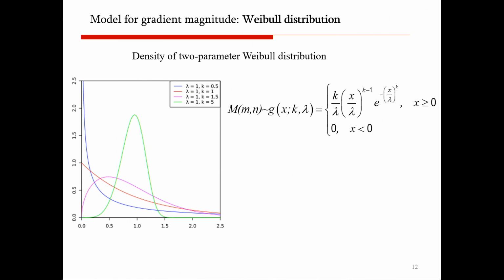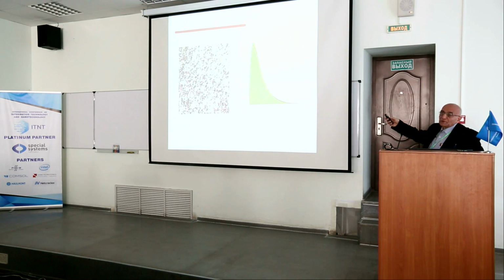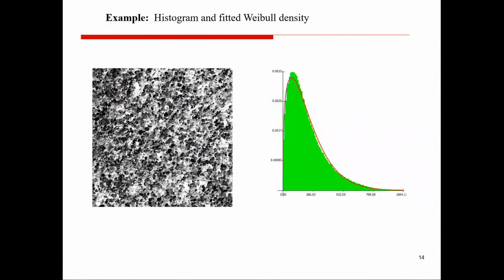Вот выражение плотности распределения Вейбулла. Оно двухпараметрическое, есть и трехпараметрическое распределение Вейбулла, но мы используем двухпараметрическое. Лямбда – это параметр масштаба, k – параметр формы. Вот пример, который показывает, насколько хорошо согласуется распределение Вейбулла с гистограммой магнитуд градиента такого изображения.